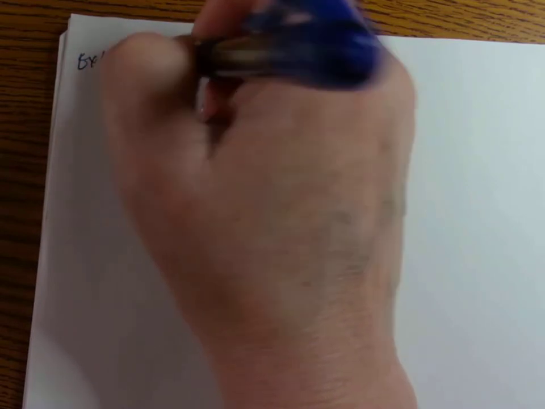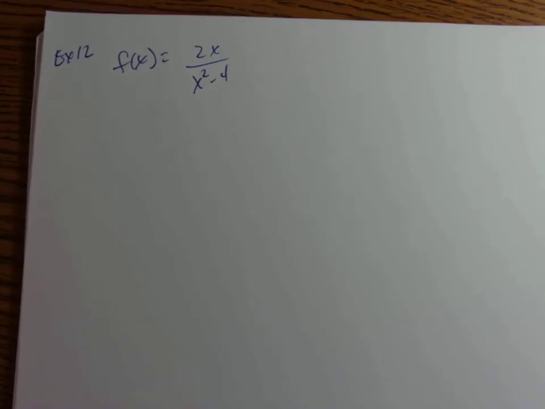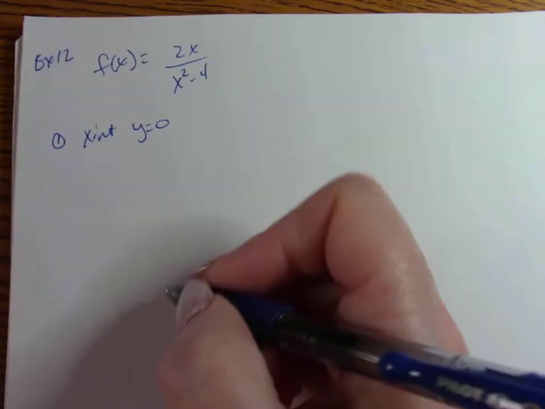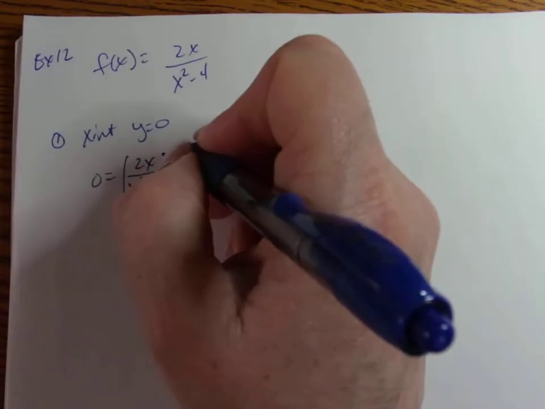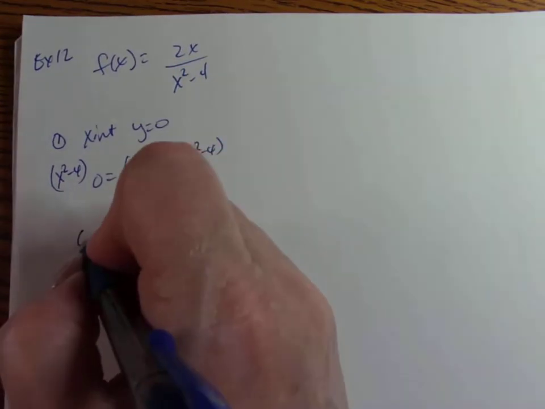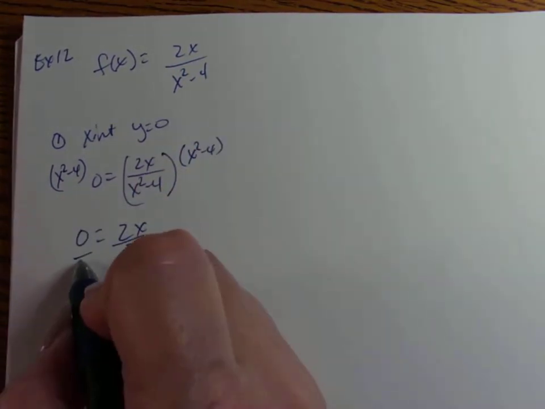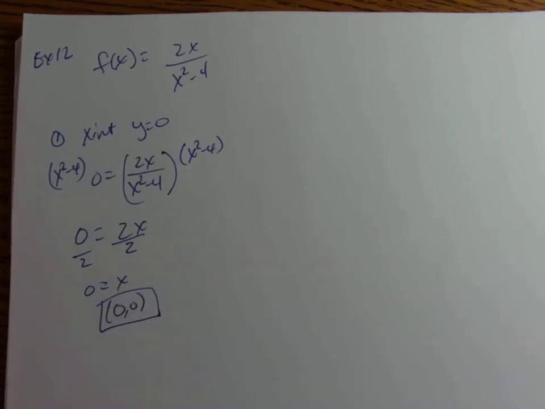We're going to go look at example 12. So we have f of x equal to 2x over x squared minus 4. We're going to do the same steps. First one, x-intercept, y equals 0. So 0 equals 2x over x squared minus 4, multiplied by the denominator on both sides. So 0 equals 2x, divide by 2, 0 equals x, so our x-intercept is going to be 0, 0.